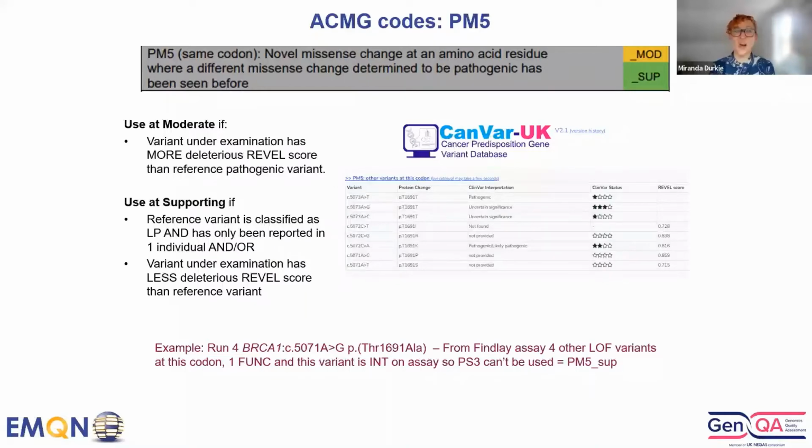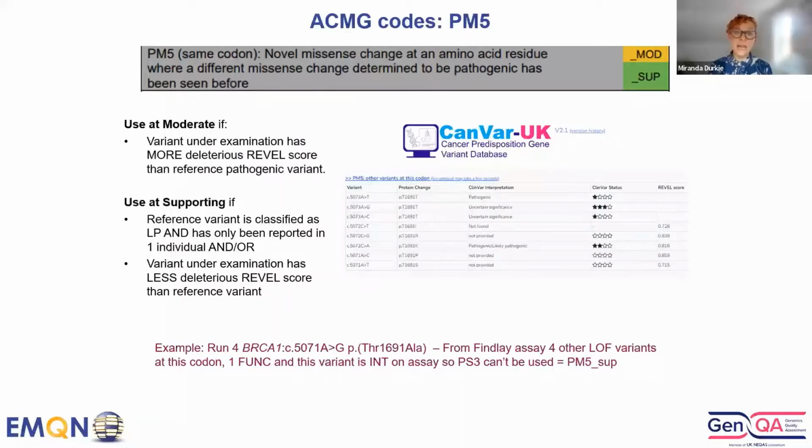Basically, it's best to err on the side of caution because patients can have very life-changing treatment on the basis of these results. So a good example from this is from run 4. We had a BRCA1 missense variant, p.Thr1691Ala.